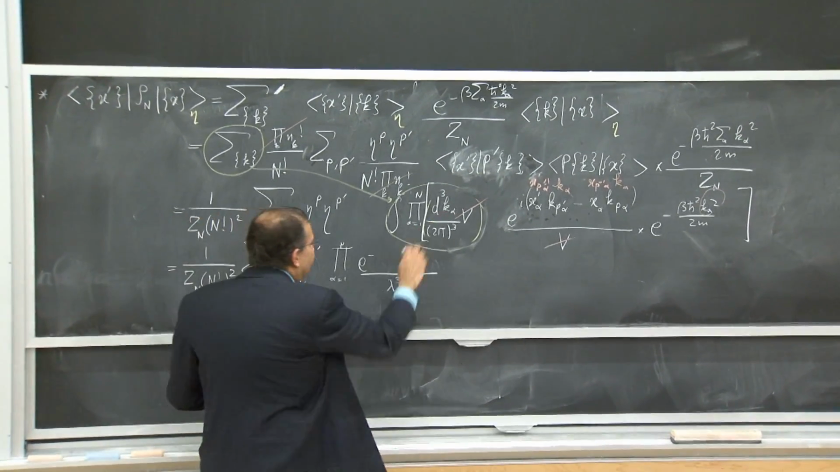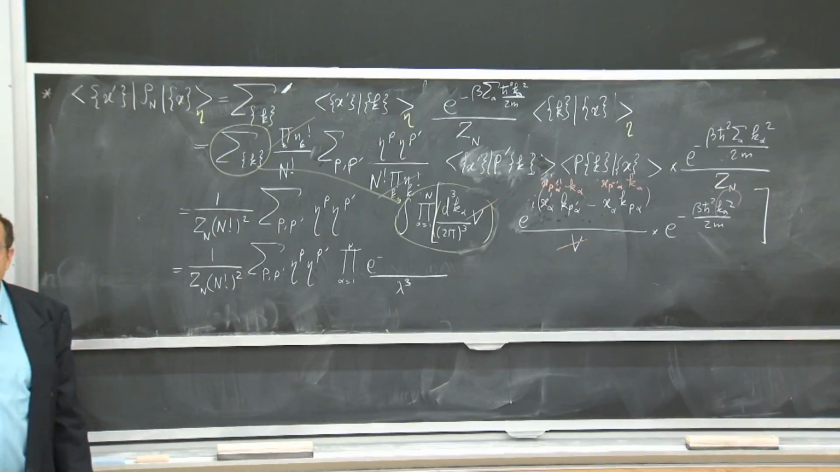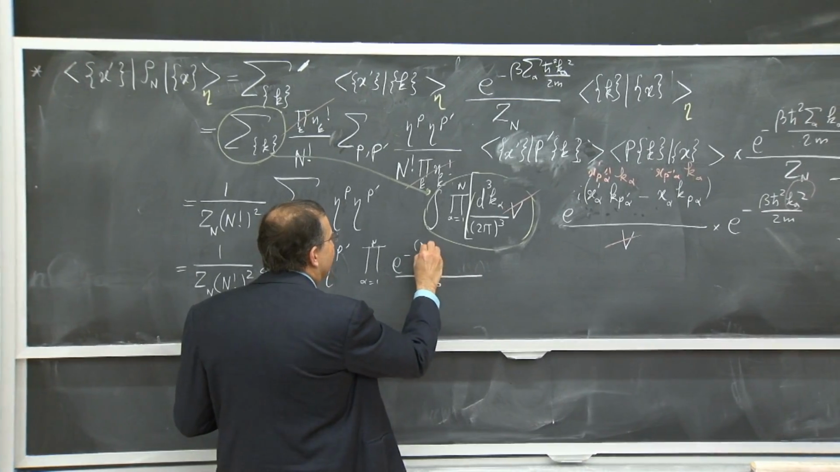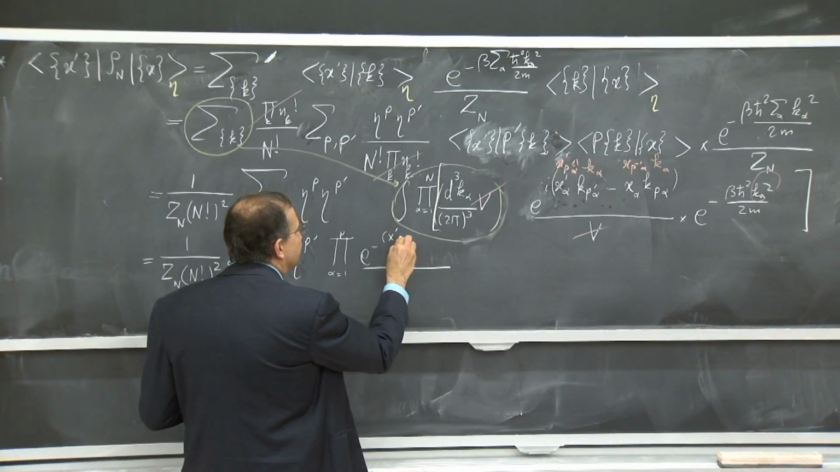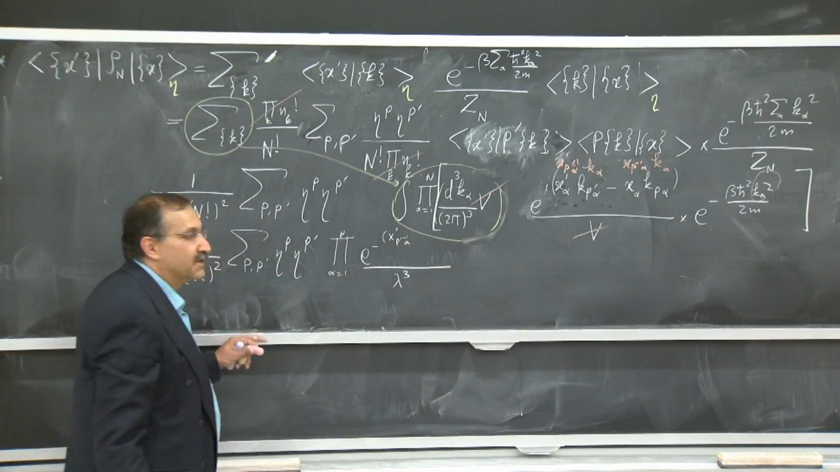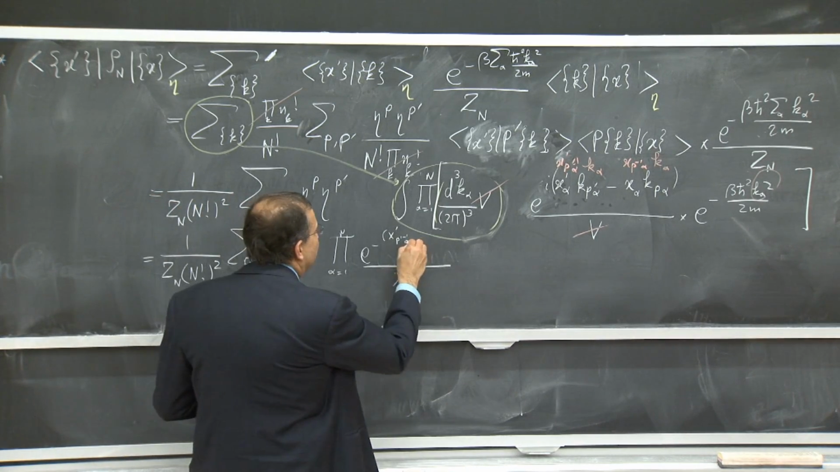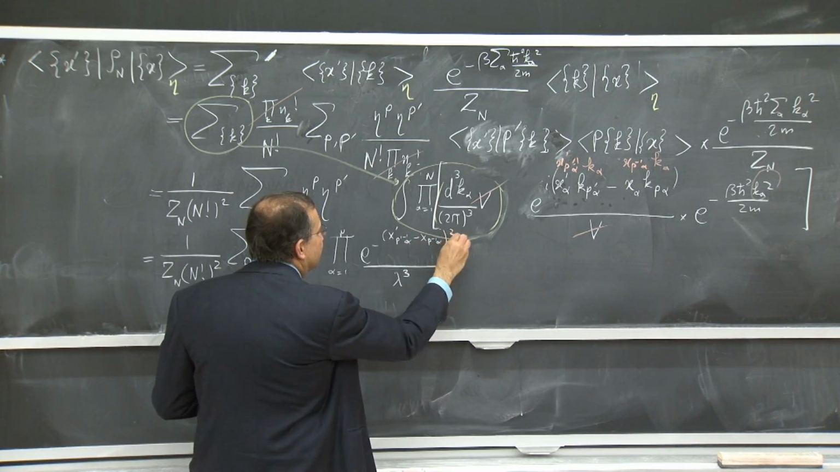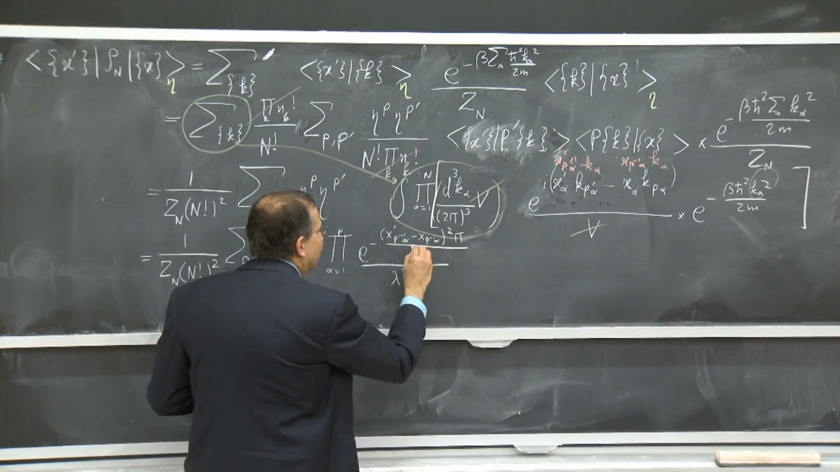So then I can do the integration over k alpha easily. And so what do I have? I have x prime of p prime inverse alpha, the inverse permutation, minus x of p inverse alpha squared pi over lambda squared.